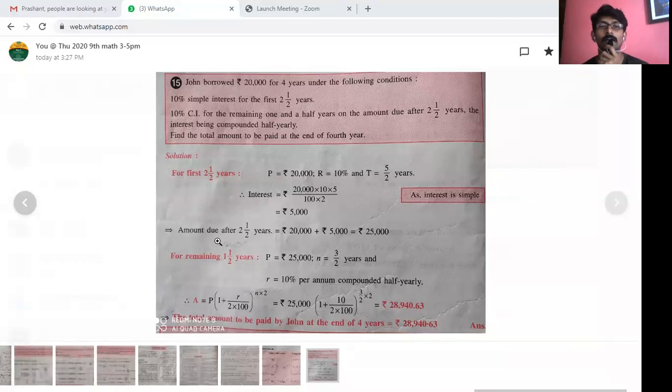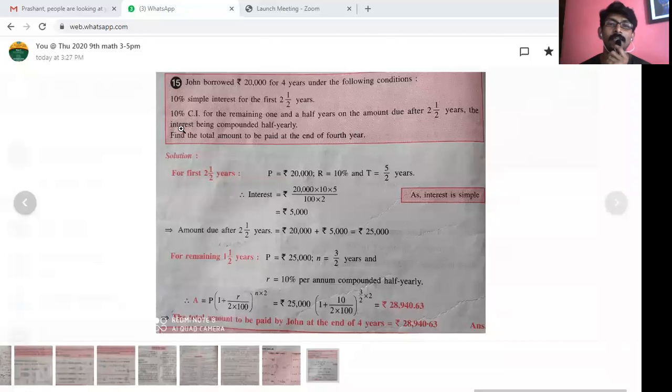So what will be the amount actually at the end of the 2.5 years? Obviously this 20,000 rupees principal plus interest 5,000. So it is going to become 25,000 rupees. Are you understanding, student? And then thereafter 10% CI for the remaining 1.5 years. Student, look at this.